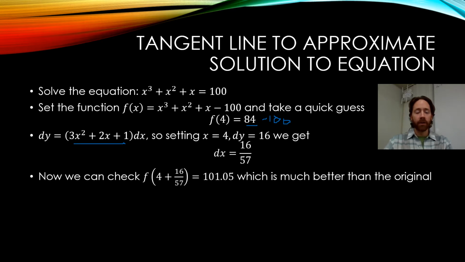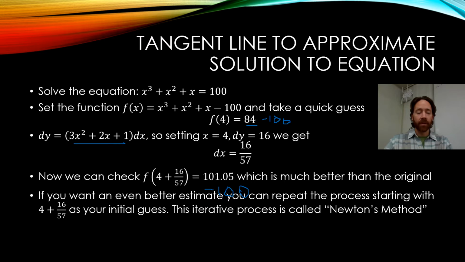f of 4 plus 16 over 57 is 101.05, again, minus 100, and that's much closer to 0 than the original. Now, if you want to do even better, then you could just repeat this process.